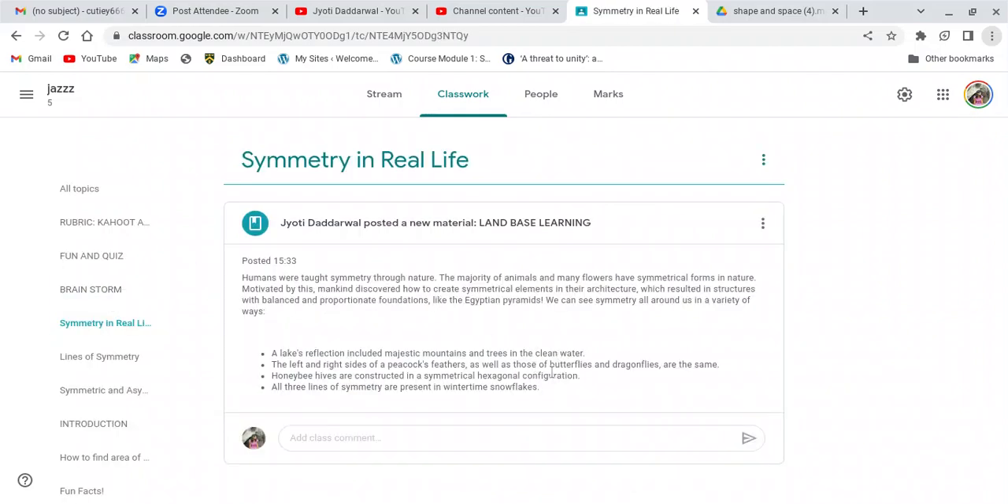Then I give them the correlation between real life and mathematics. They learn that humans were taught symmetry through nature. The majority of animals and many flowers have symmetrical forms in nature. Motivated by this, mankind discovered how to create symmetrical elements in architecture, which resulted in structures with a balanced and proportionate foundation, like the Egyptian pyramid. We can see symmetry all around us in a variety of ways. Then I provide some examples.